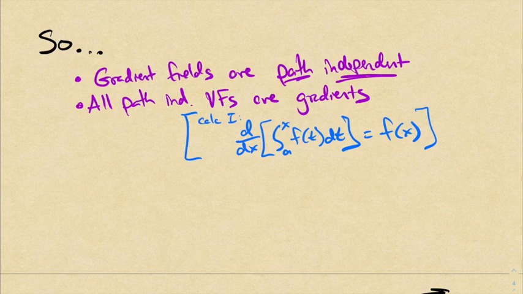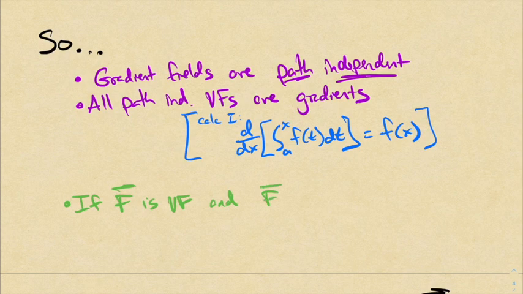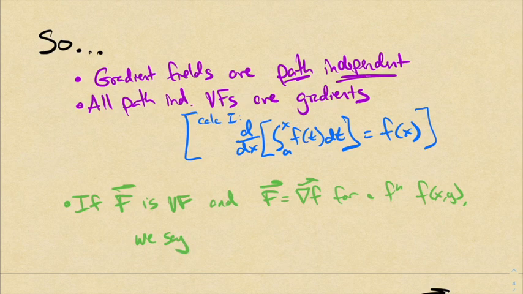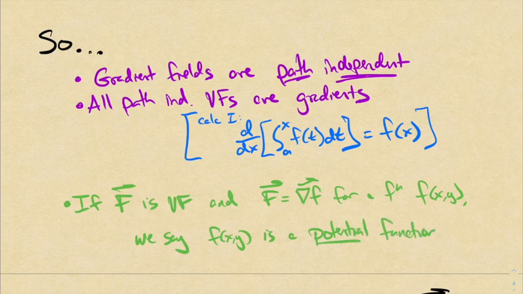And actually, let's give that function a name. Well, it has a name. If big F is a vector field and big F is the gradient of some function little f, so that's a real valued function, we say that little f is a potential function for big F. And the word potential, again, comes from physics, talking about potential energy.